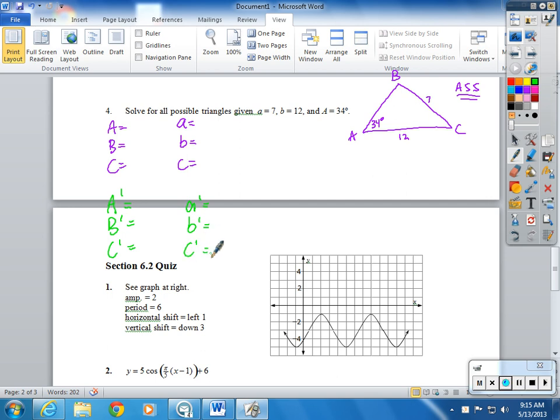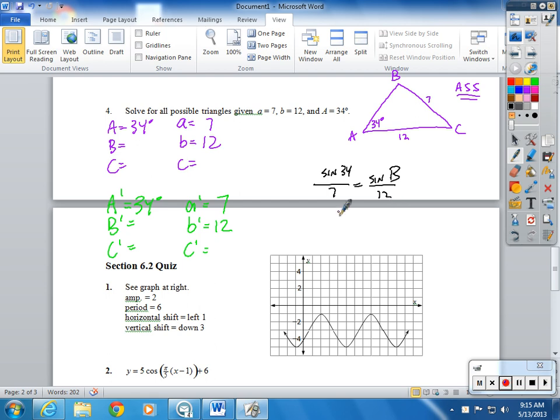Fill in your givens because they're not going to change. So 12 and 7, 34 degrees. Then go about your business. Find your first angle. So sine of 34 over 7 equals the sine of B over 12. Don't round until the very last step.